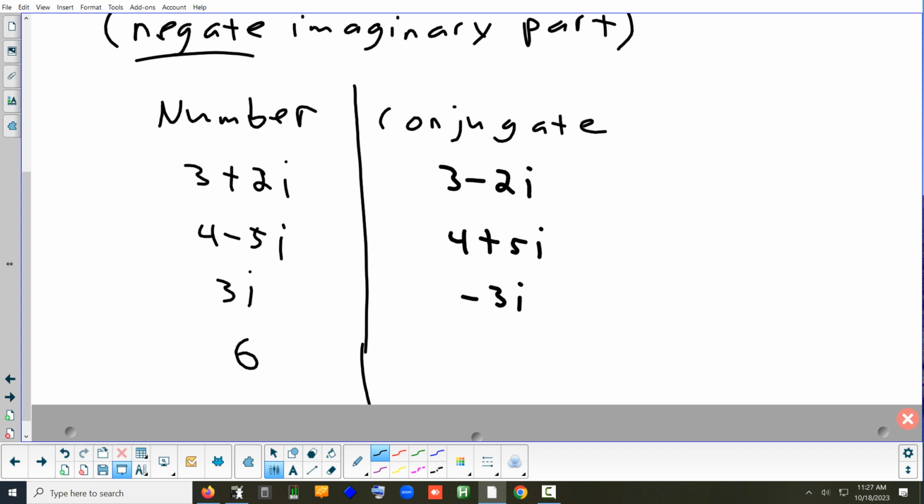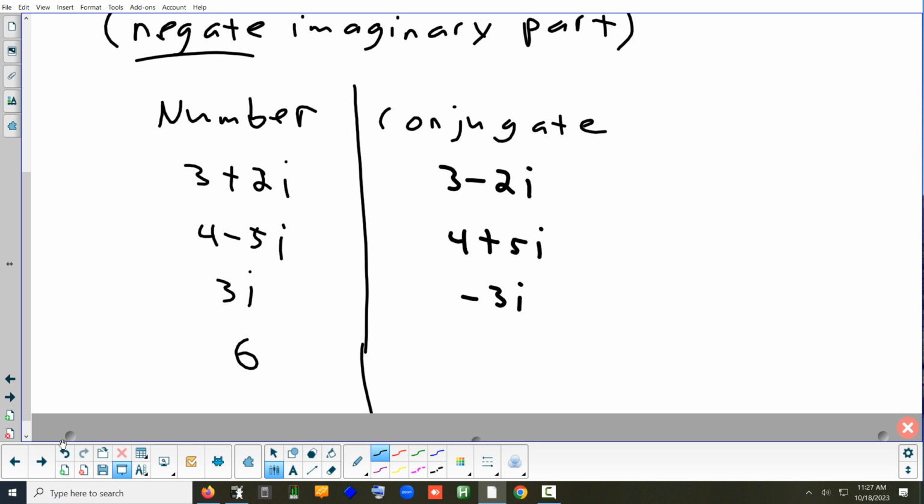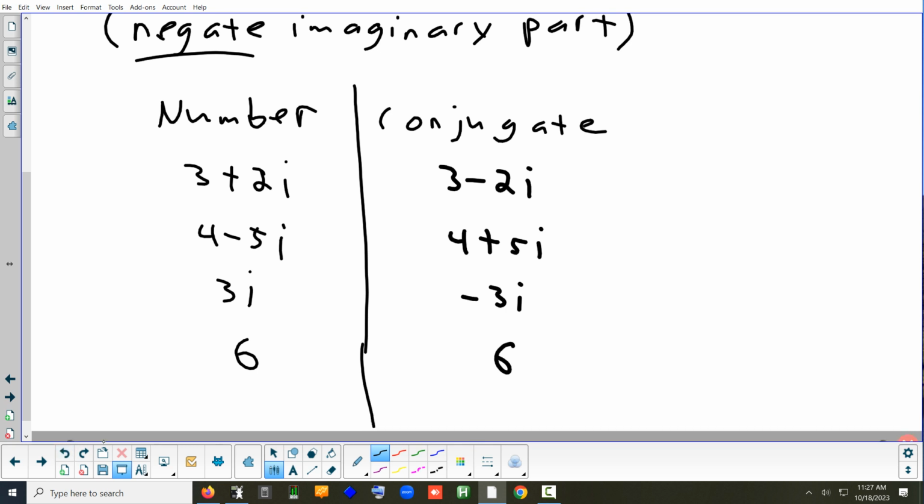And what about 6? Wouldn't it just be 6? It's not imaginary. It would be 6. You could think of it as 6 plus 0i. The conjugate is 6 minus 0i. Well, plus 0 minus 0, that doesn't matter. It stays the same. So we normally would just write 6. Okay. Any questions on finding the conjugate?